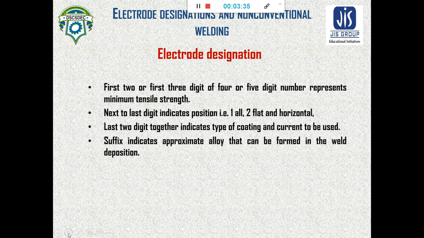The first two or three digits of this 4 to 5 digit number represent the minimum tensile strength of your electrode wire or electrode rod. The next-to-last digit indicates the position in which the welding can be done. For example, if the welding position is written 1, that means this electrode can be used for welding in all positions, that means horizontal, vertical, flat and overhead. If it is written 2, that means only flat and horizontal positions can be welded.